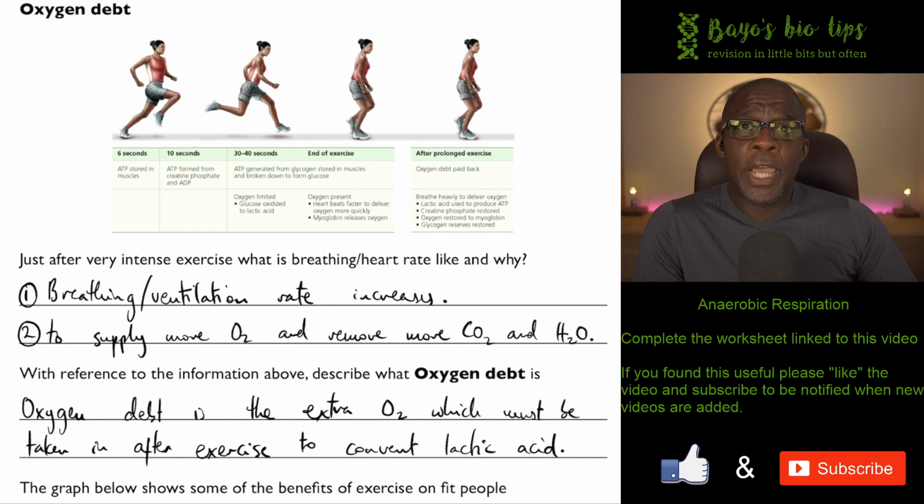So oxygen debt is that extra oxygen you need to take in after a period of exercise in order to get rid of the lactic acid. And that's why you continue to breathe faster and your heart continues to beat a little bit faster after exercise, because you still need a little bit more oxygen to get rid of the lactic acid that built up during the period of intense exercise.